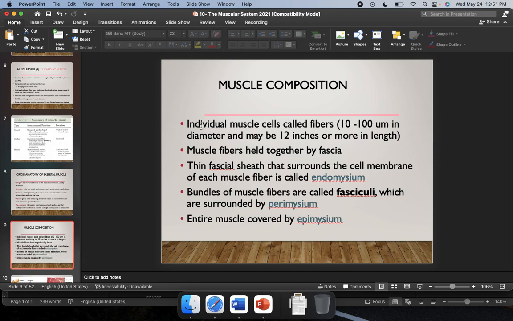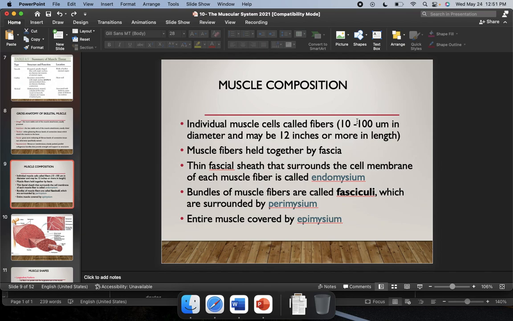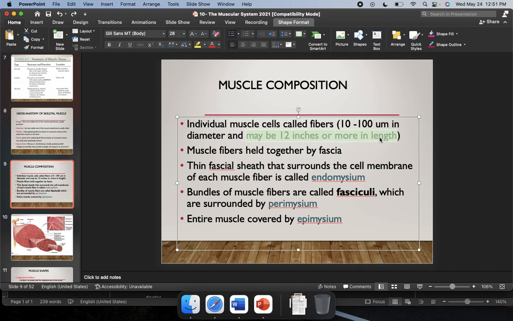Muscle composition. Individual muscle cells are called muscle fibers. They are about 10 to 100 micrometers in diameter. However, they run along the entire length of a muscle, so they may be 12 inches or more in length depending on that muscle. If you pause and think for a second, in the lower extremity, consider the relative length of the sartorius to the iliacus muscle. The sartorius muscle fibers are going to be very, very long, whereas the iliacus muscle fibers in comparison will be relatively shorter.